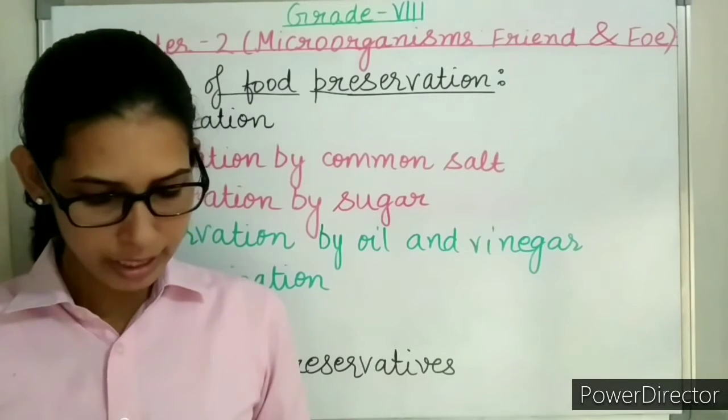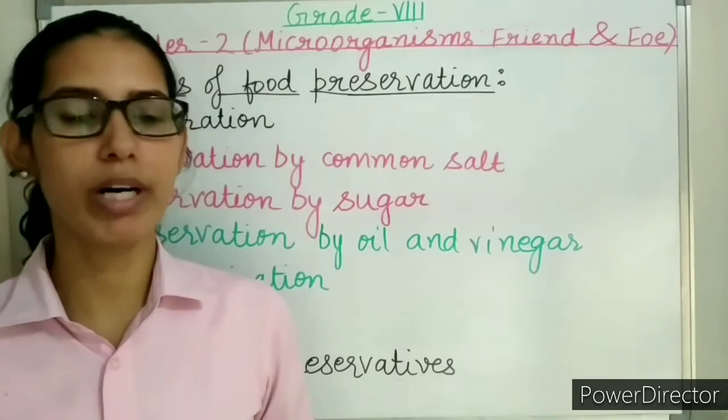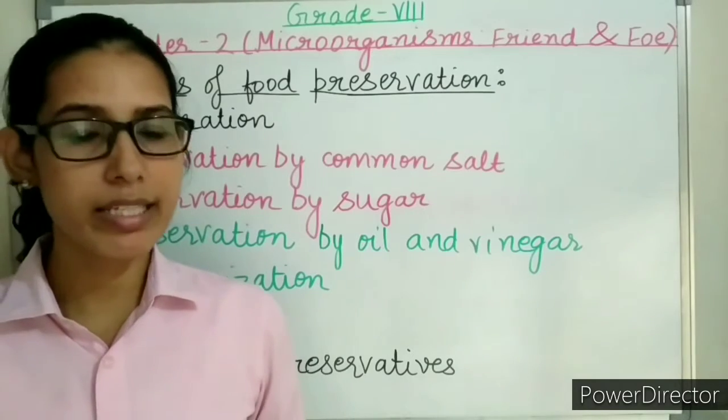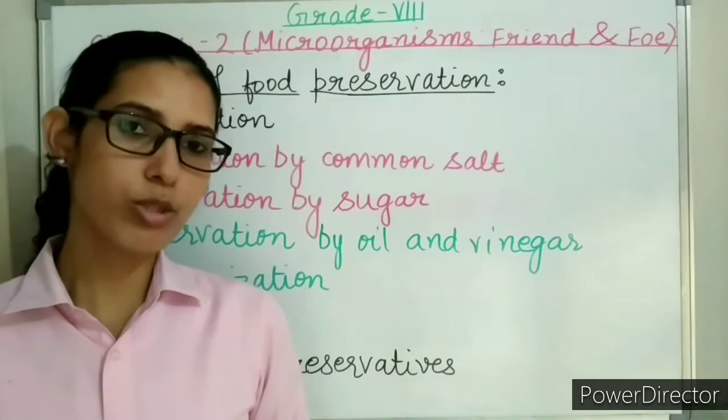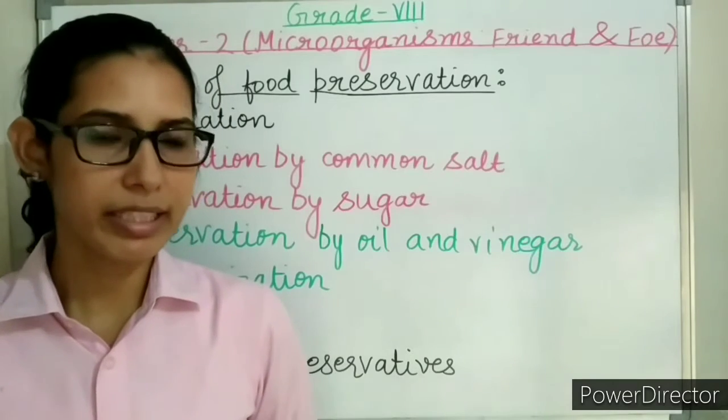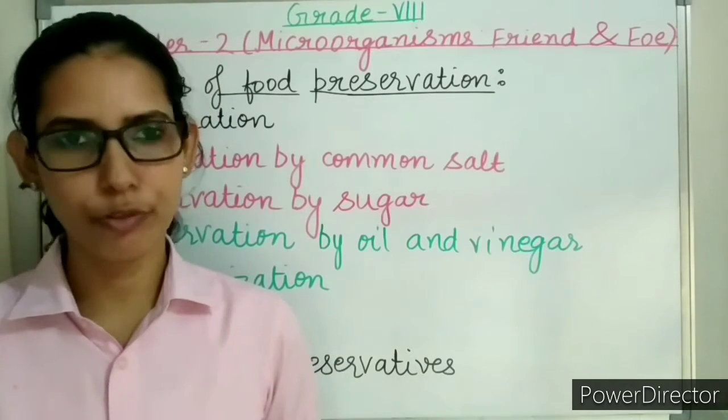Next are the fill in the blanks. Amoebic dysentery, it is caused by a protozoa called Entamoeba histolytica. This disease is usually caused by consuming contaminated food and water.